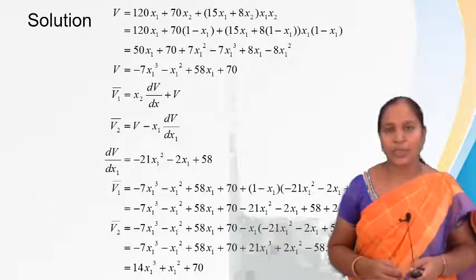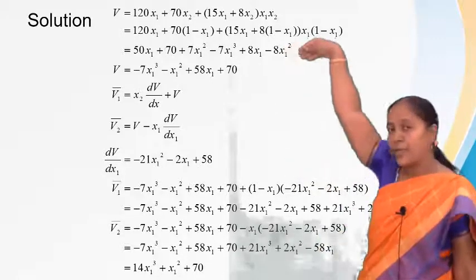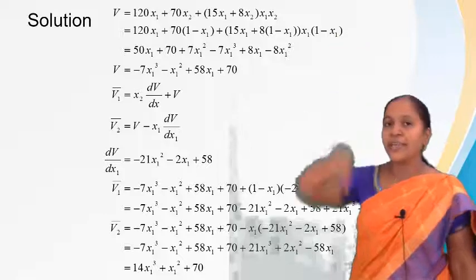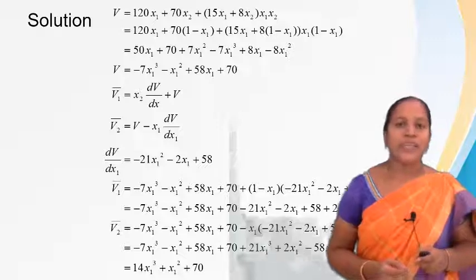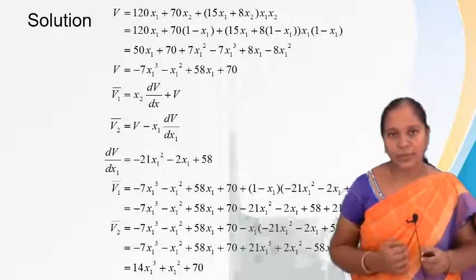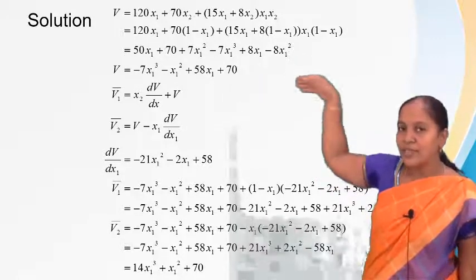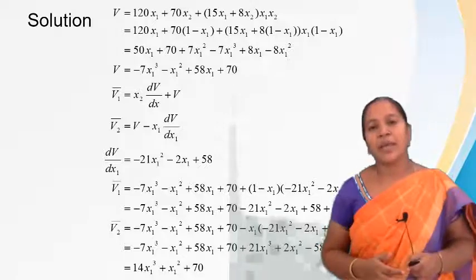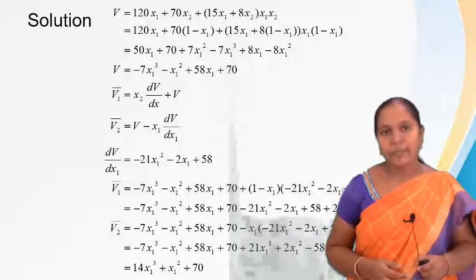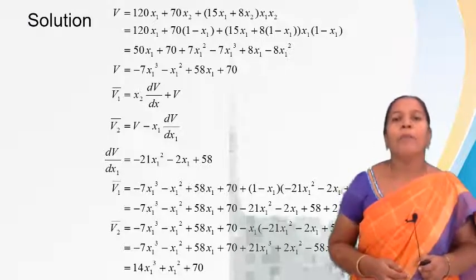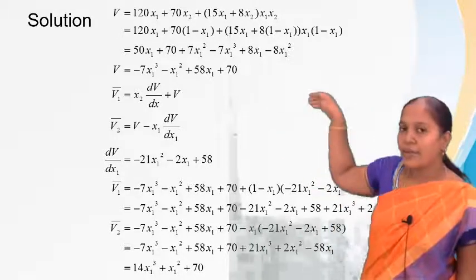Coming to the solution. Here the given V expression is 120x1 plus 70x2 plus (15x1 plus 8x2) into x1 x2. Here we have to substitute x2 with 1 minus x1. After simplifying, V is equal to 50x1 plus 70 plus 7x1 square minus 7x1 cube plus 8x1 minus 8x1 square. Therefore, V is equal to minus 7x1 cube minus x1 square plus 58x1 plus 70.